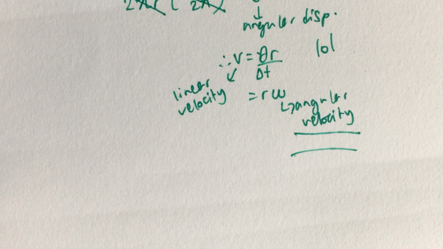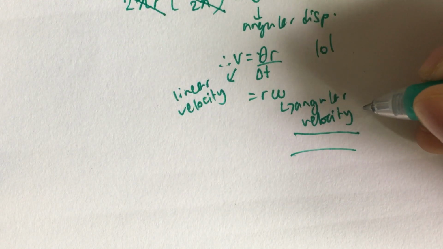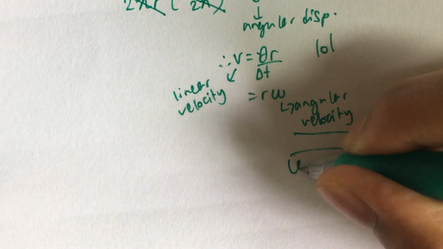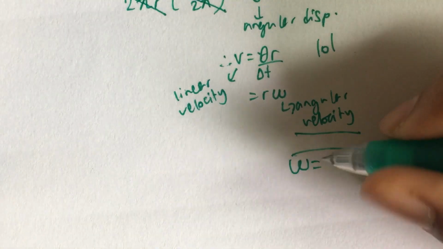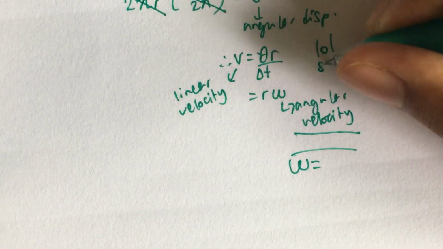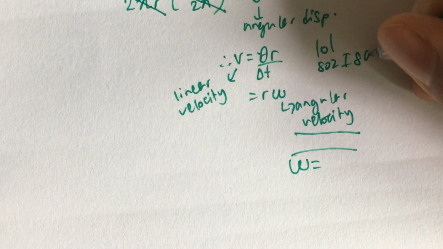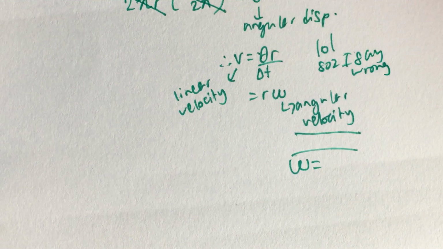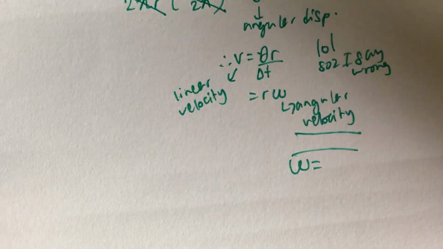I think that's pretty straightforward. Just use it in your question. If you're asked for angular velocity, that's what you try to do. Find the W thing, and then you can get your velocity in no time.